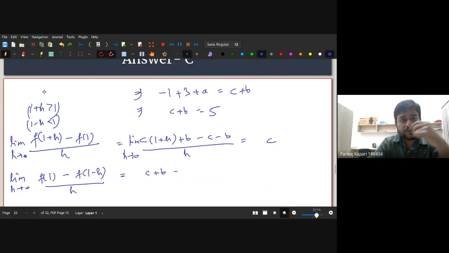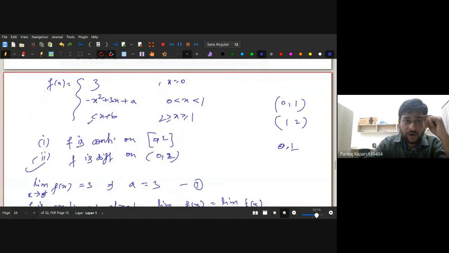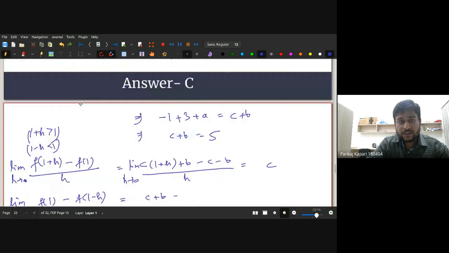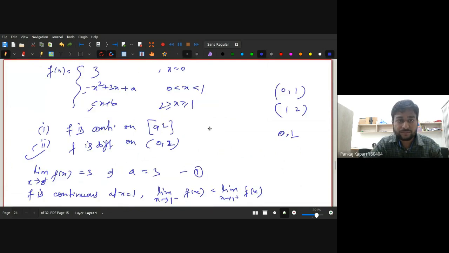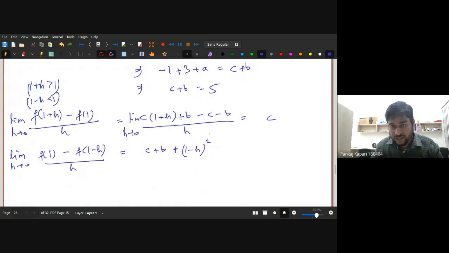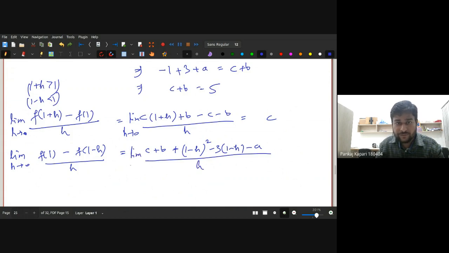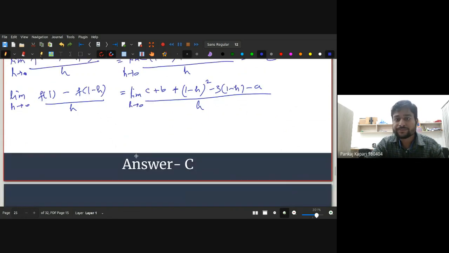So we have to apply the first definition of the function, which is the quadratic one. It is minus of x square plus 3x plus a, and we have another minus sign on the outside. So this minus sign for the first one becomes plus, 1 minus h whole square, minus 3 times 1 minus h, minus a, divided by h. This we have to take the limit of. So what can this limit be?